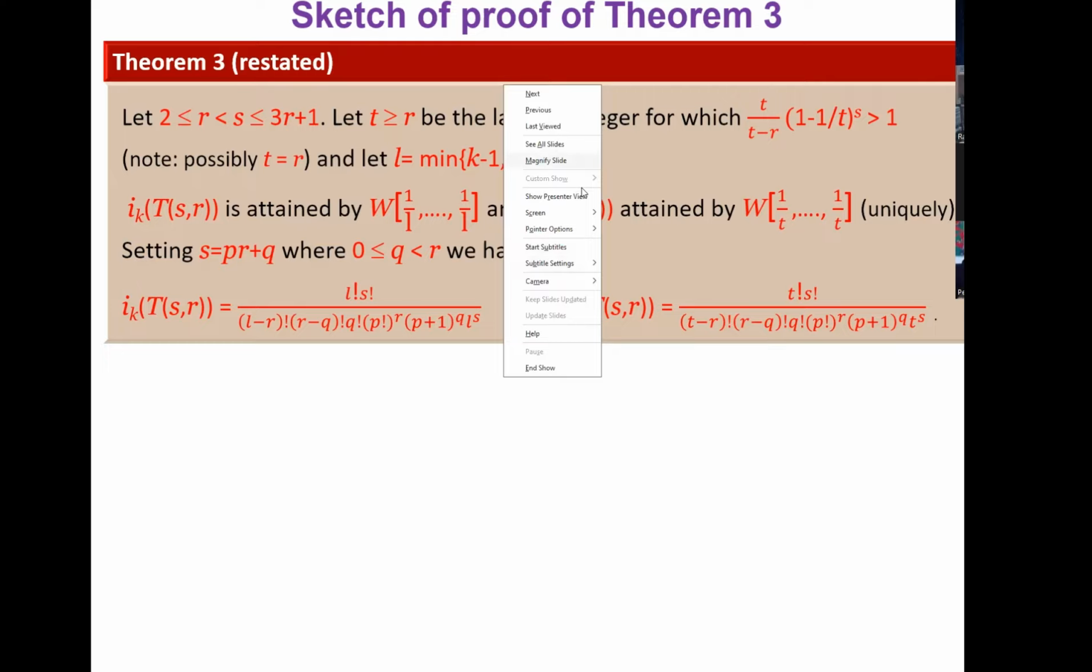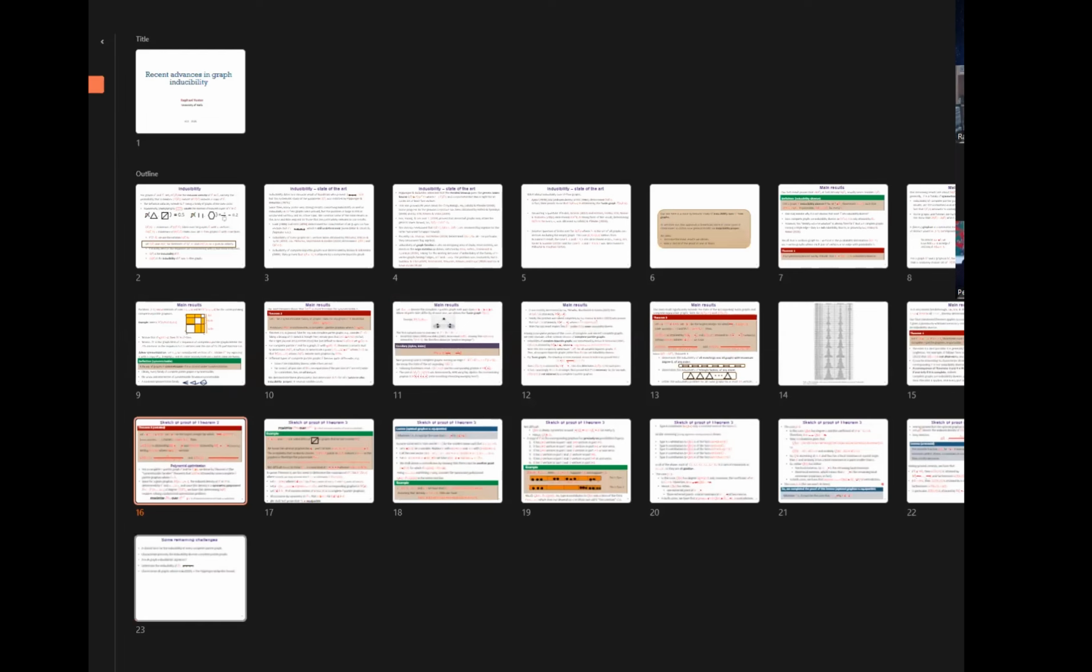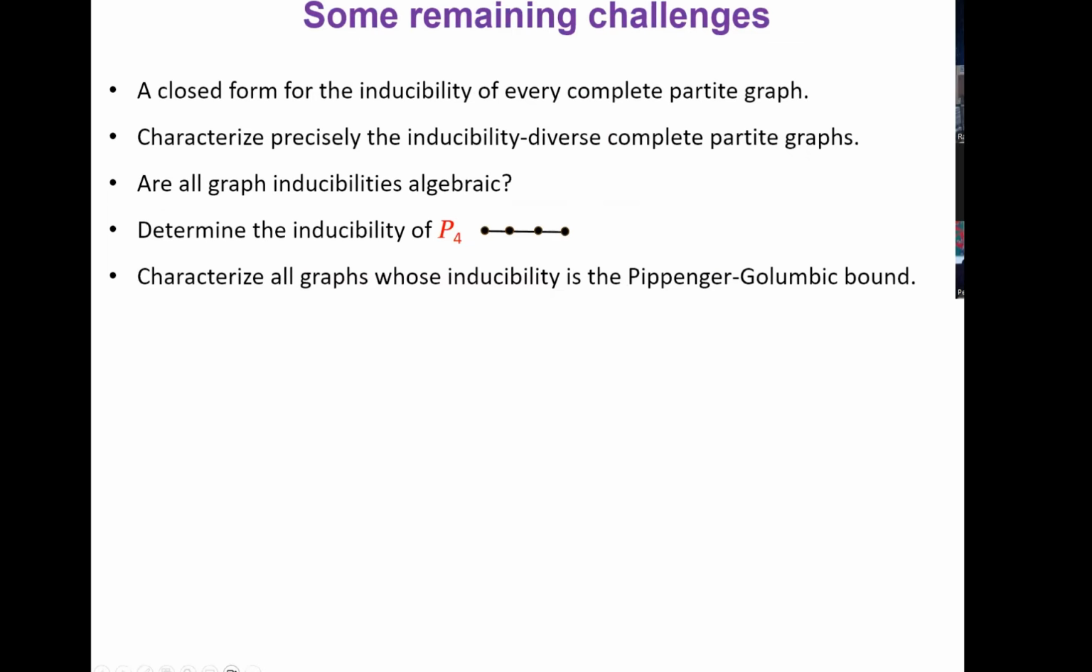And I will switch to my final slide about some open problems. Okay, so here are some open problems in the area. The first part is perhaps difficult. It's a quantitative question: to find a closed form for the inducibility of every complete partite graph. Take into account that some of the inducibilities would be irrational. Also, already in the bipartite case, some of them are irrational. So it might not be so easy to find a closed form.